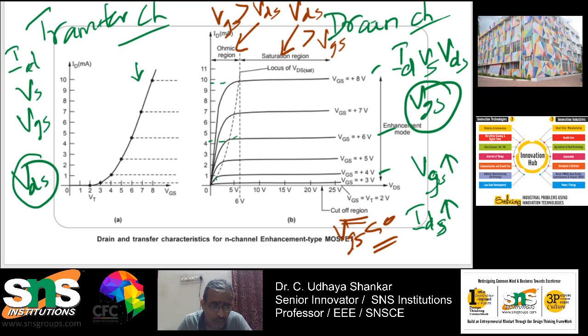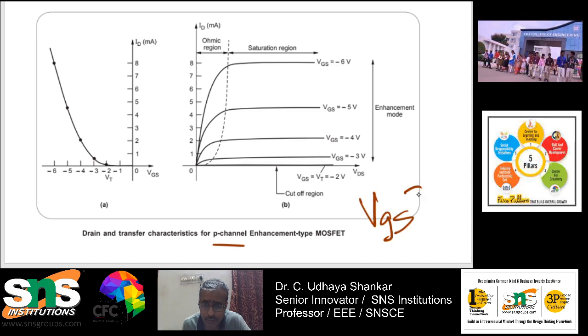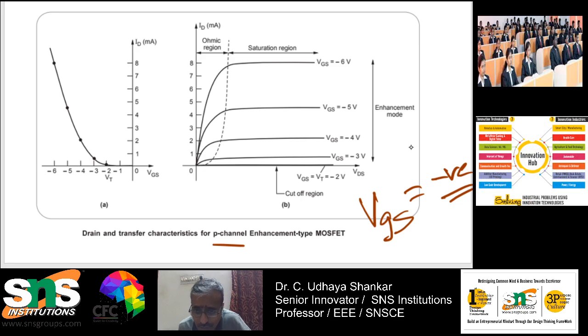Next we will move on with the P channel. So here you can see this is the P channel MOSFET. As I have already told, for a P channel MOSFET, the VGS should be negative, whereas for an N channel MOSFET, the VGS should be positive. For a P channel MOSFET to work properly, the VGS should be negative.